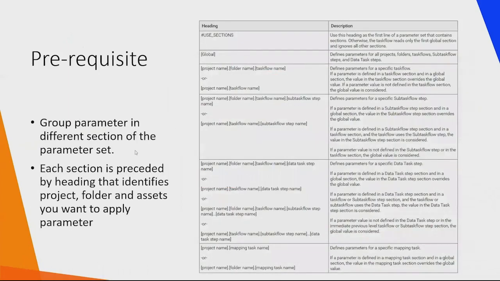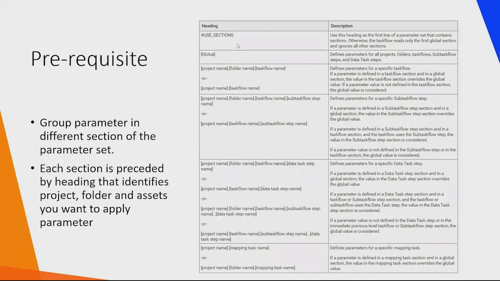And then obviously you will need the parameter set with different sections which have to be defined within it, and each section is preceded by a heading that identifies which project or folder or asset you want to apply that parameter to. So this is the different format that we can provide in that parameter set.